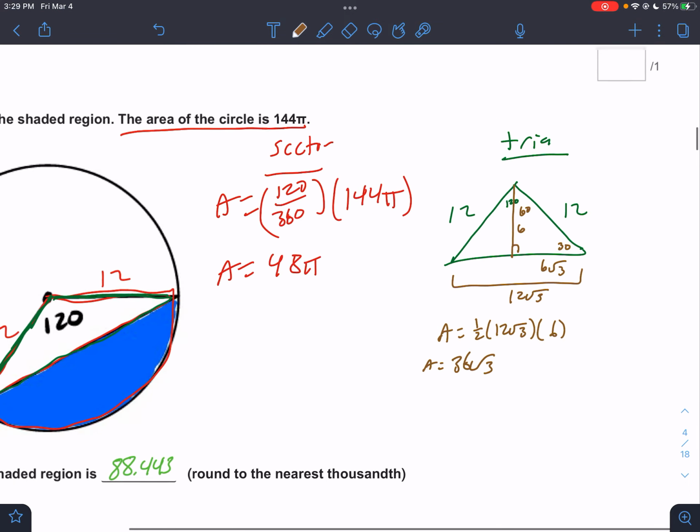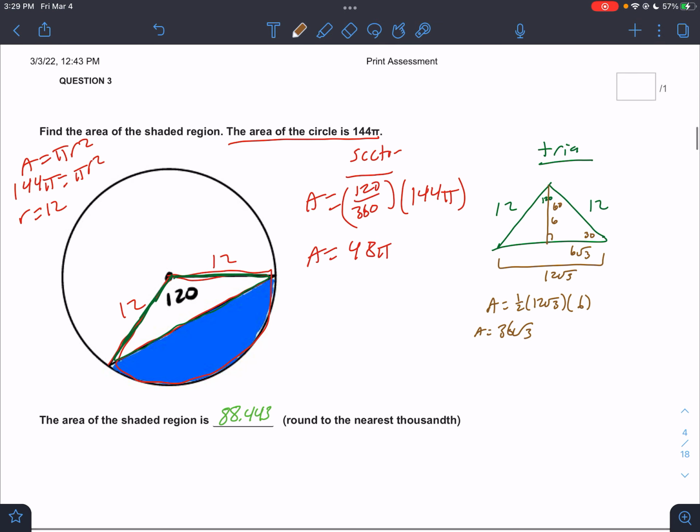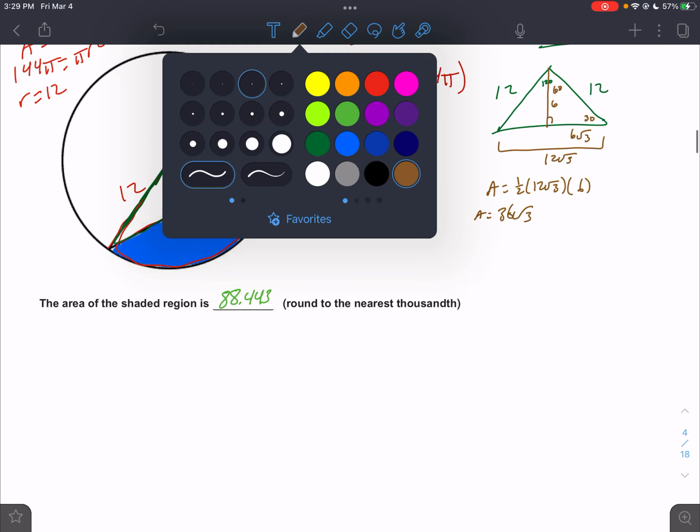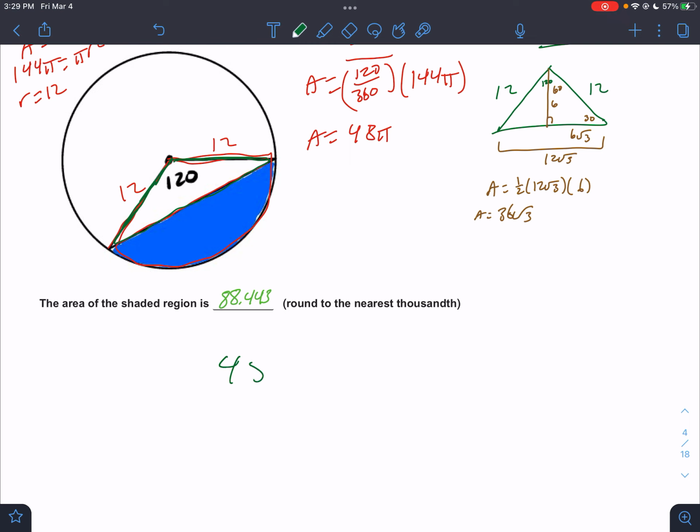All right, so I have those 2 pieces. It says find the area of the shaded region. Well, that would be the sector, 48 pi, minus the triangle, 36 root 3. So 48 pi minus 36 root 3, and I get 88.443 is what it would round to. Nice.